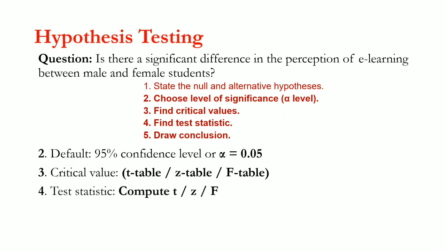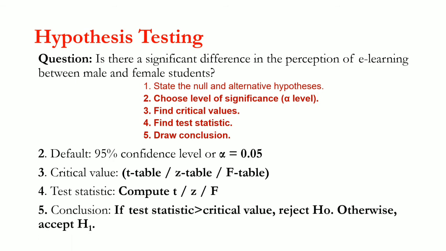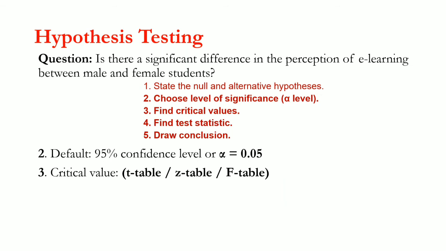Fourth step is to compute for the t-value. Since you have had your statistics class, you are expected to know how to compute manually t-value, z-value, and f-value. For the conclusion, it depends on the values of critical and test statistic. If test statistic, that's step 4, is greater than the critical value from the table, then you can reject the null hypothesis. Otherwise, you cannot reject the null hypothesis.